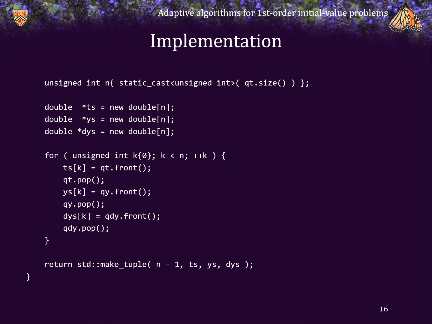Now you may be wondering, why am I using static cast at the top there? Well, the return type of size is unsigned long. So to avoid a warning, I'm just casting the unsigned long as an unsigned int. I am assuming that we are not going to be having an array of so many t values that there would be over 2 to the 32.